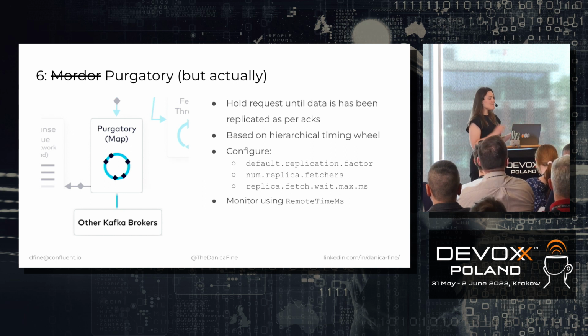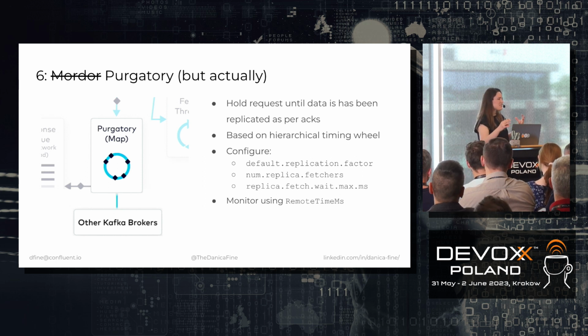So purgatory is where these requests hang out while we wait for this replication process to happen. It is a map-like data structure based on a really cool notion of a hierarchical timing wheel. Has anybody heard of those? Cool, good, because it's a really academic data structure. There are papers on this. Ask me to get into the details of this, I will send you the paper. But it is kind of cool.